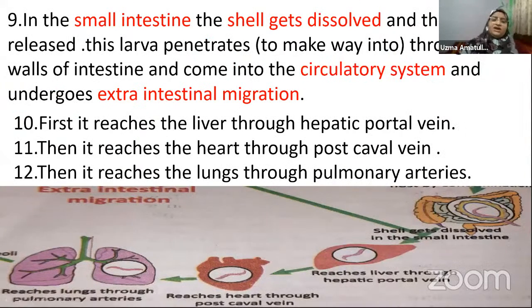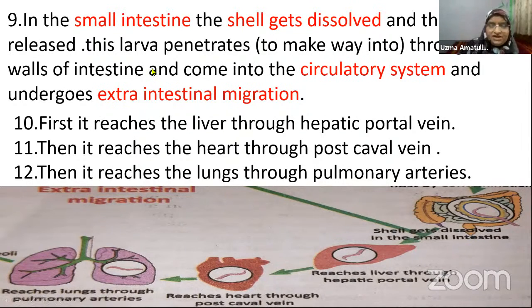Now how will it reach the small intestine? From the mouth to the esophagus, from there into the stomach, from there into the small intestine. Now in the small intestine, the shell gets dissolved and the larva is released. Once the shell gets dissolved with the action of enzymes, the larva is coming out, released. This larva penetrates to make its way through the walls of the intestine. And what happens? They will make a forceful entry from the intestine into the blood circulation.